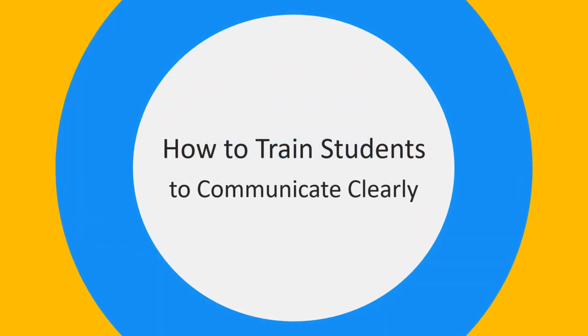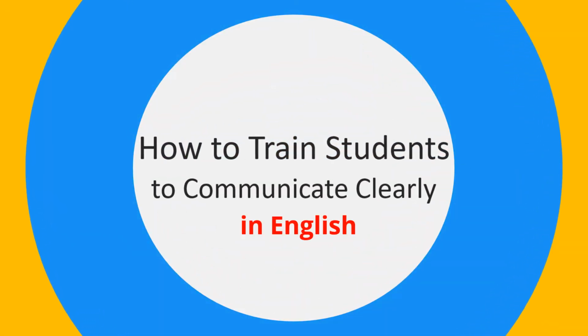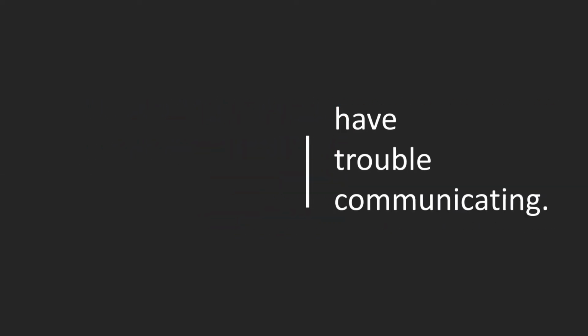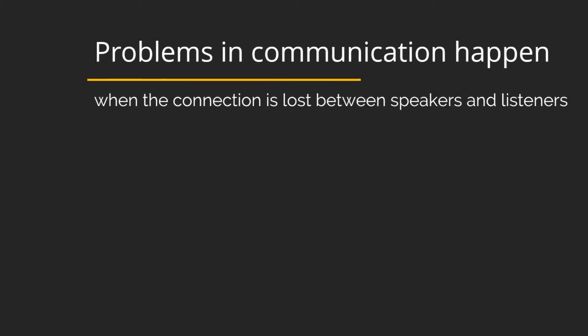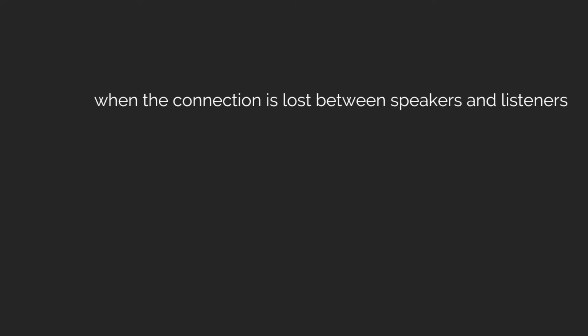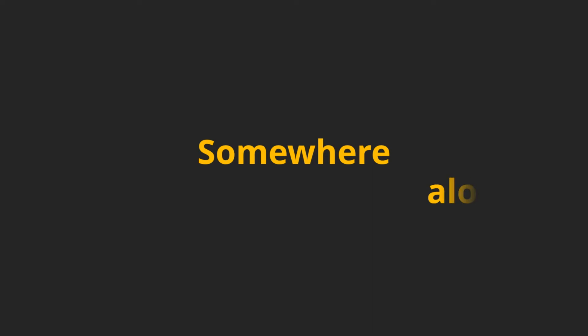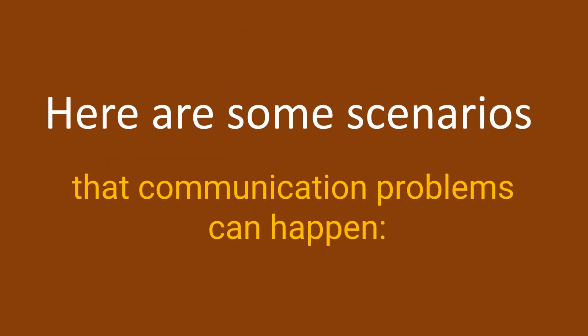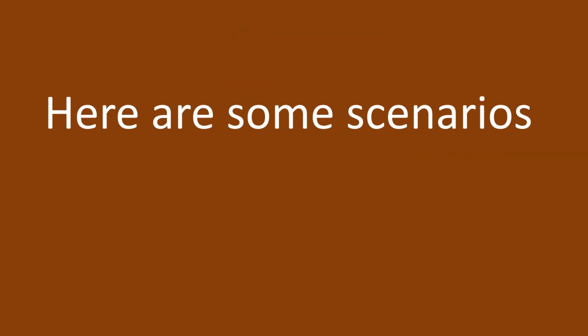How to train students to communicate clearly in English. Sometimes, even native English speakers have trouble communicating in English. Problems in communication happen when the connection is lost between speakers and listeners. Somewhere along the way, the information that's being transferred is lost or mixed up. Here are some scenarios that communication problems can happen.